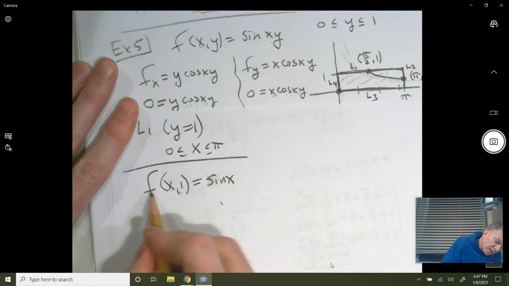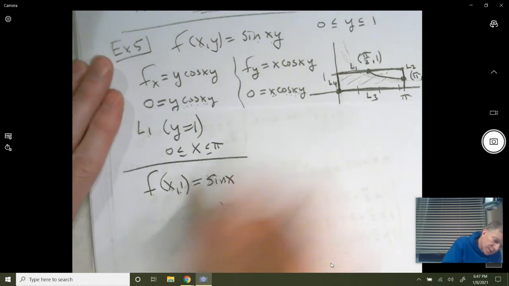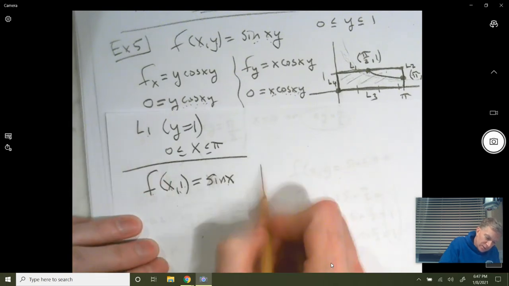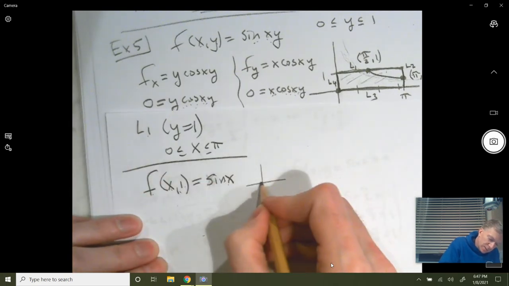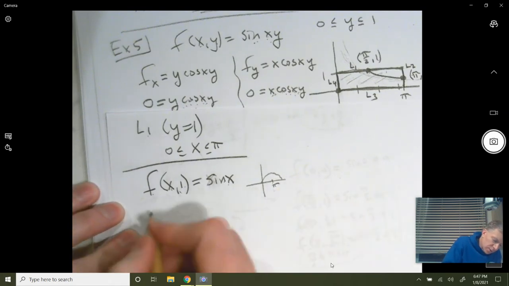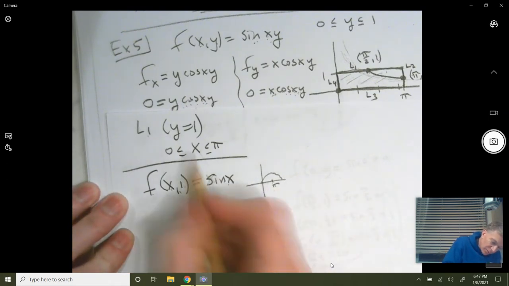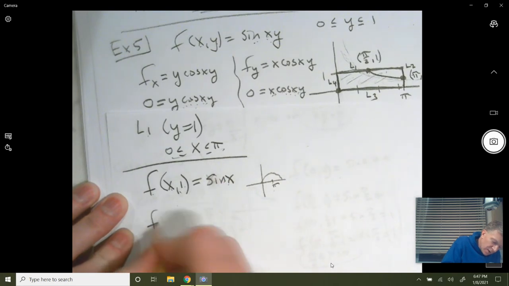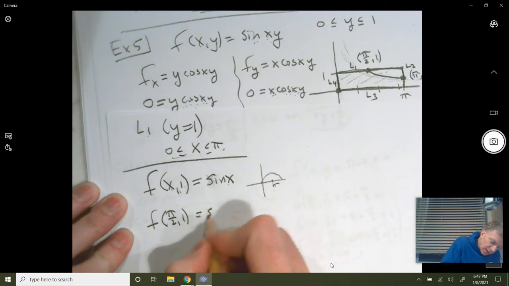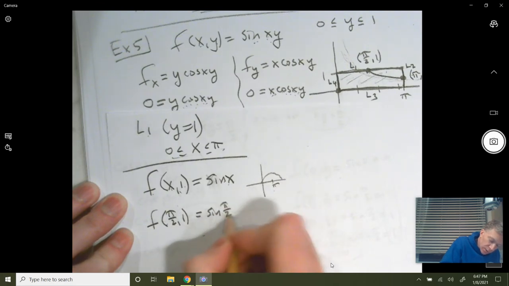So f of x comma 1 is going to be sine of x times 1, so sine of x. Well, we know what a sine function looks like. As x goes from 0 to pi, it looks like that. Okay, so it's maximized at pi over 2. So the max on this interval from 0 to pi is going to be at f of pi over 2 comma 1, and that's going to be sine of pi over 2, which is 1.